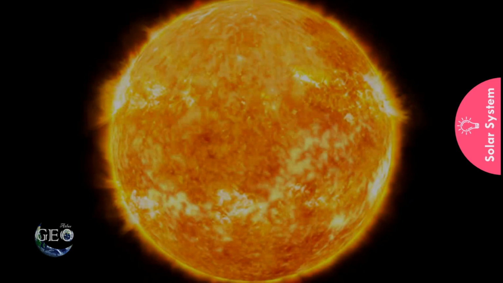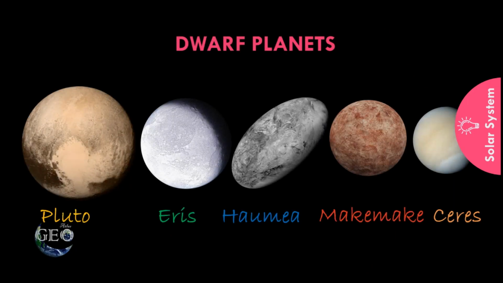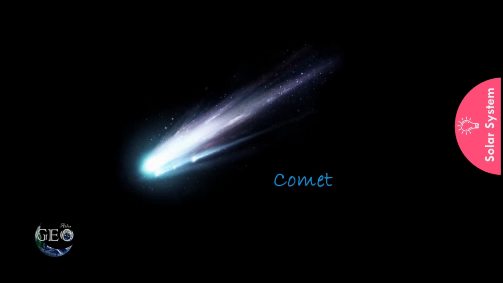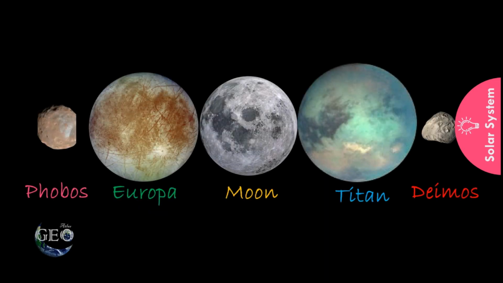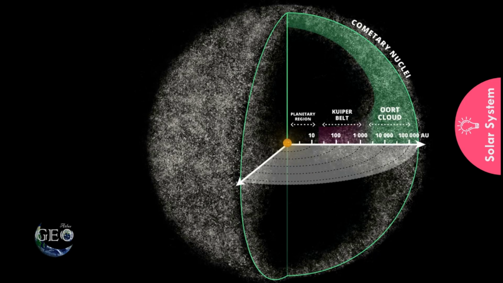The solar system comprises the Sun, 8 planets, 5 dwarf planets, asteroid belt, Kuiper belt, comets, natural satellites or moons, and Oort cloud. We will see one by one what the structure is and how the present solar system exists.